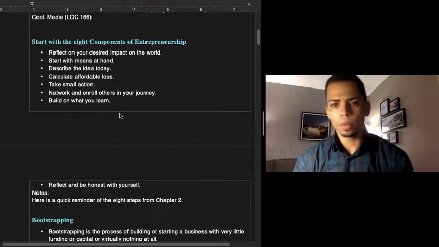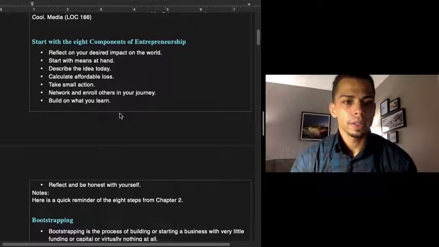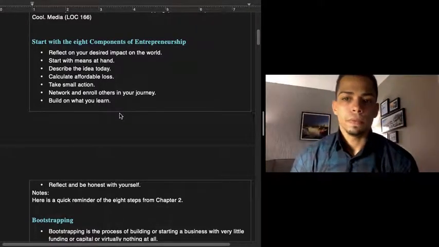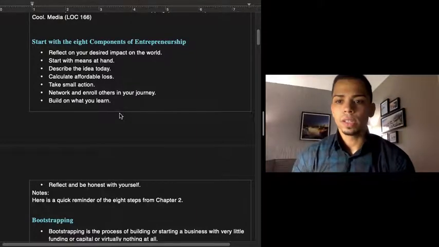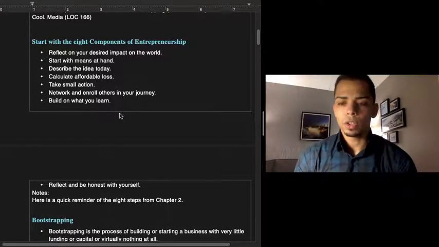Then we're going to network and enroll others along our journey. How can we generate a buzz and get excitement going about our product? And as always, we're going to build on what we learned. So if our first iteration is not successful, that doesn't mean that it failed. It just means that perhaps we have to tweak the product a little bit more and refine the features.